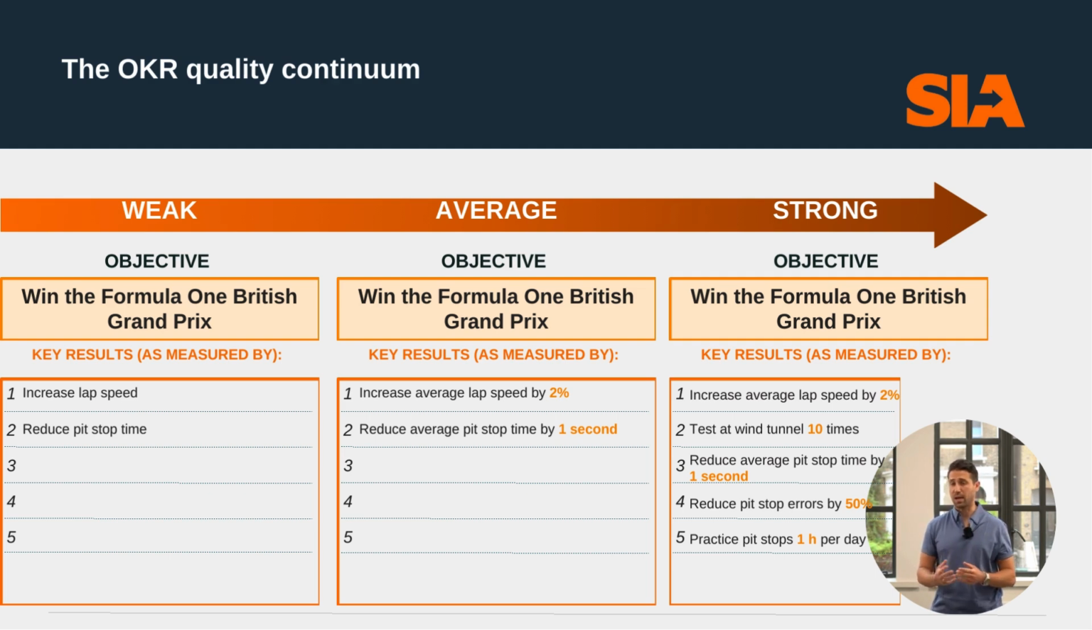Finally, the objective remains the same: win the Formula 1 British Grand Prix, and the key results now are increase average lap speed by 2%, test at the wind tunnel 10 times, reduce average pit stop time by 1 second, reduce pit stop errors by 50%, and practice pit stops 1 hour per day. We believe that if we do all 5 of those things and we achieve all 5 of those key results that we've outlined, that ultimately it will enable us, or at least support us, in achieving that overriding objective of winning the Formula 1 British Grand Prix.